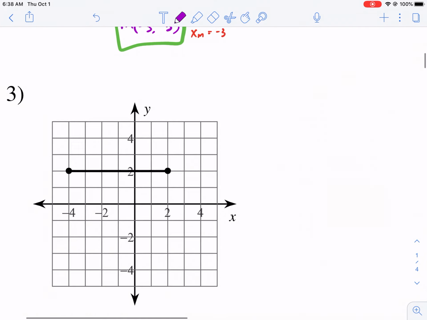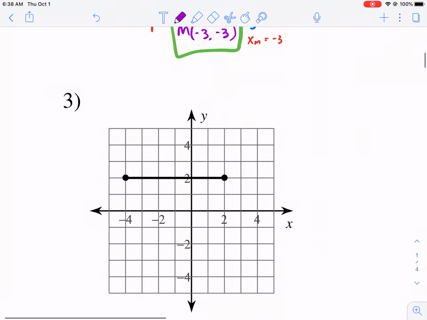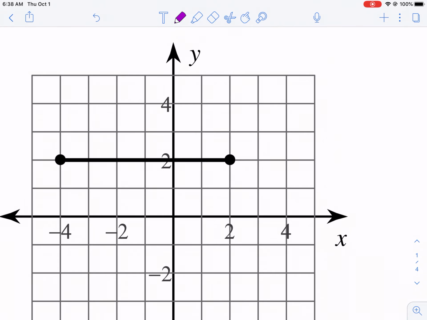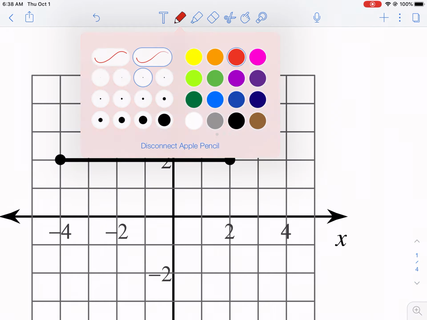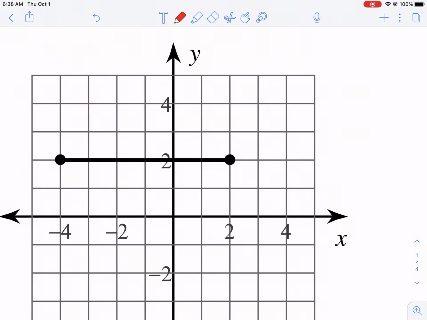So just real quick to apply this one. If you're looking for the midpoint of this guy, notice how it's flat. These ones are the easiest because we can just count. Notice how it's just a horizontal change. It doesn't go up or down at all. So we're not going to be dealing with the y's.